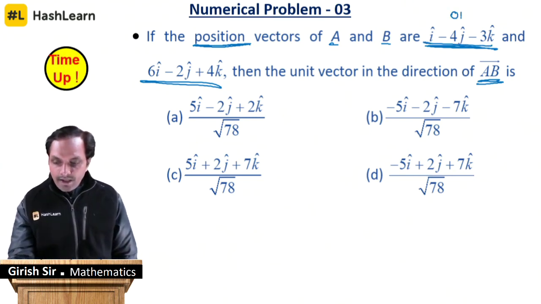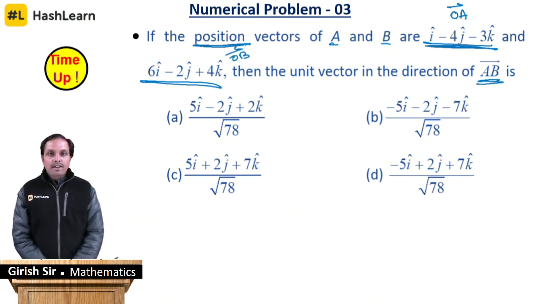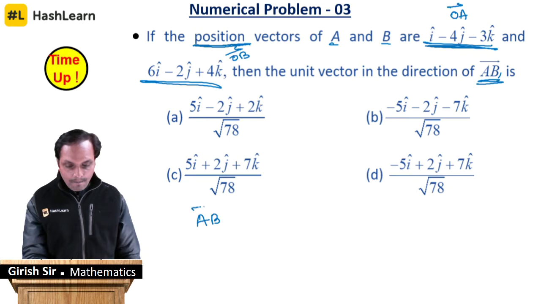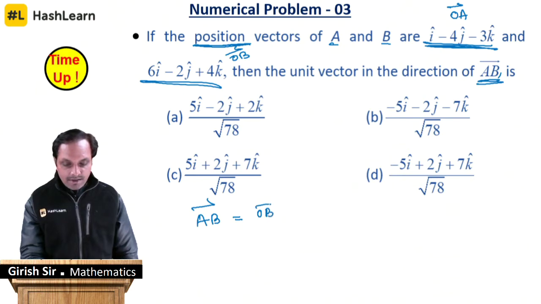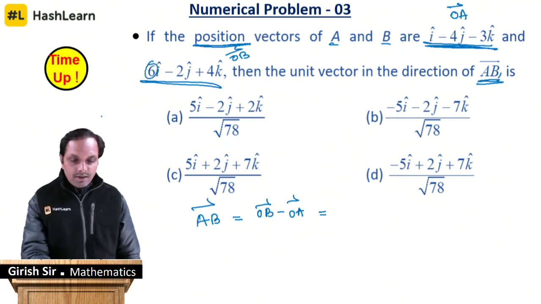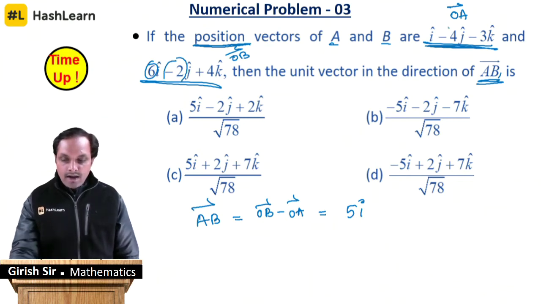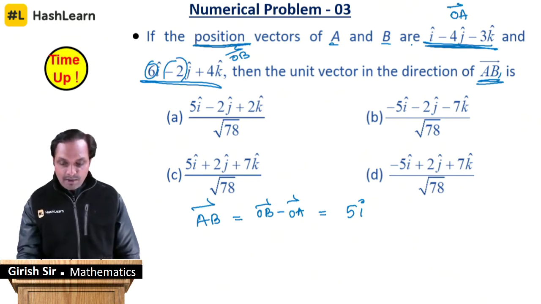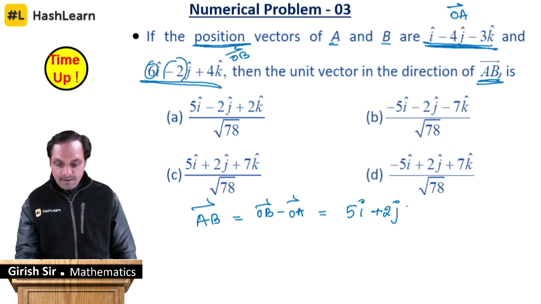So you know that this is the OA vector and this is your OB vector. If you want to find the AB vector, you need to do OB minus OA, by the vector law of addition. So what is OB? This is 6 minus 1, that will give you 5i. Here it is -2 and this is -4. -2 minus of -4 will give you +4, that is -2 plus 4 is +2j. 4k minus of minus is plus, that will give you 7k.